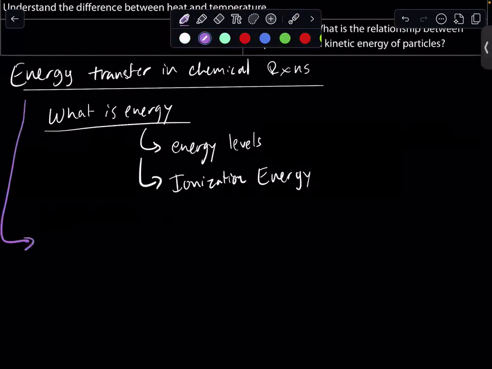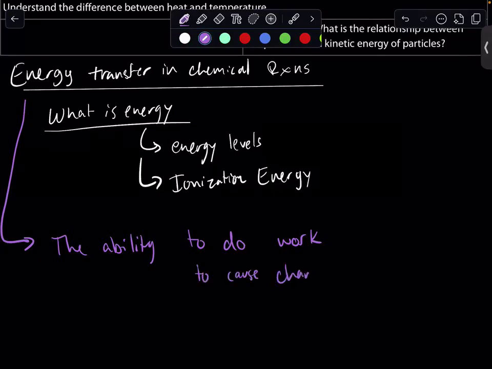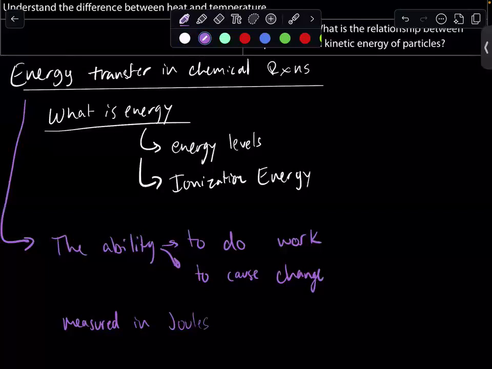However, energy itself is pretty much defined as the ability to do work. In addition to doing work, we could also say the ability to cause change. So either of these and both. Furthermore, it is always measured in joules. That is our unit, joules, or capital J is the unit that we use.